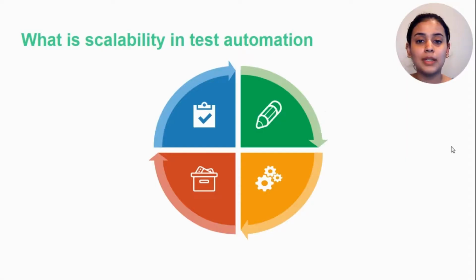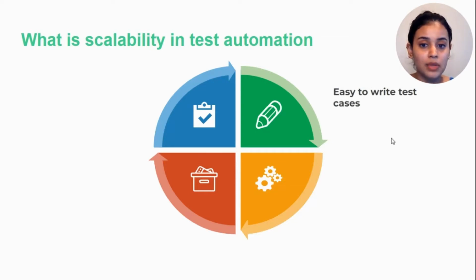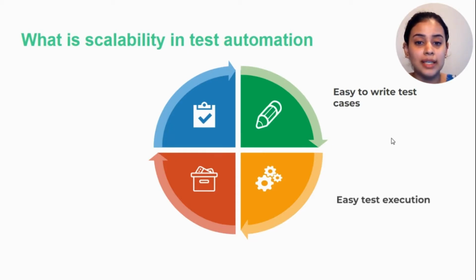So let's begin. What is scalability in test automation? Scalability is ensuring that your automated testing process can cater to the changing requirements. First, we have easy to write test cases. Manual test case writing can be a tedious task, and after a while, it gets boring and error prone. Test automation addresses this problem to a certain extent, but if that too needs manual checking, then the whole purpose of automation gets defeated.